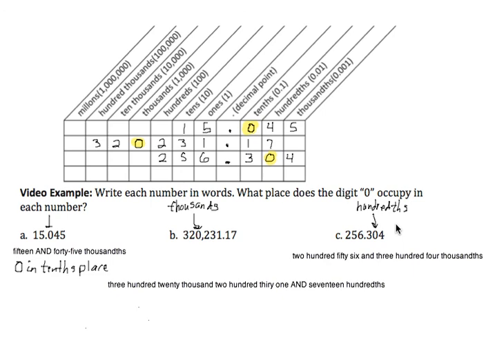So this table will come in handy as you work with decimal numbers and help you understand place value. We're going to get into rounding soon, so it's important to understand what place the different digits are in the numbers that you're given.